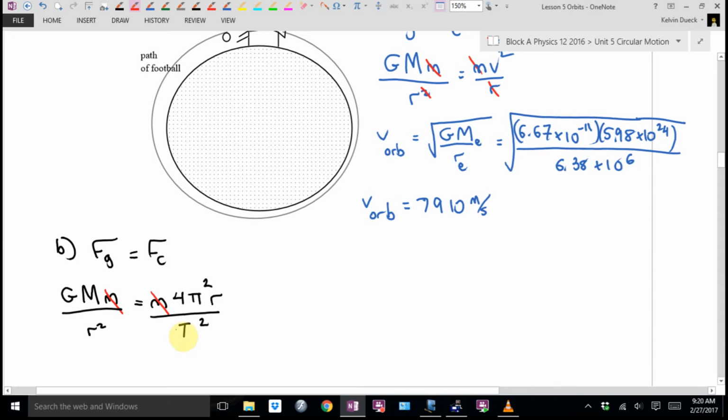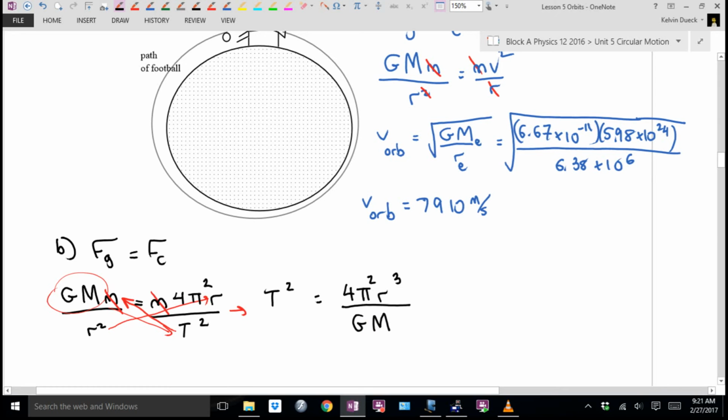So this is going to move up to there. Yes? This is going to move down to there. Yes? Will an r cancel this time? In fact, I think you're going to move that to there, and you're going to get an r cubed. I think we're going to get this: T squared equals 4 pi squared r cubed all over big G, big M.